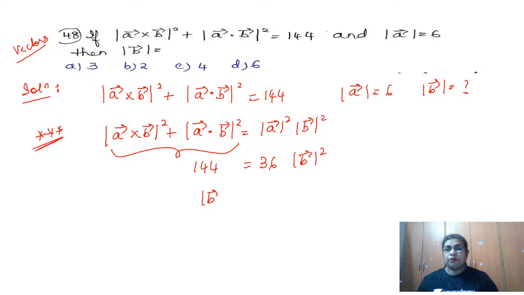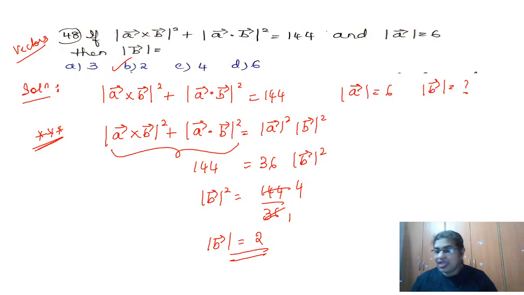So, magnitude of B square is equal to 144 by 36. I am getting 4 times, no? 36 2s are 72, 72 into 2 once again is 144. So, magnitude of B square is equal to 4. But the question asked is to find magnitude of B. Don't be in a hurry, don't write 4 as the answer. So, magnitude of B is equal to 2. Therefore, we have option B.